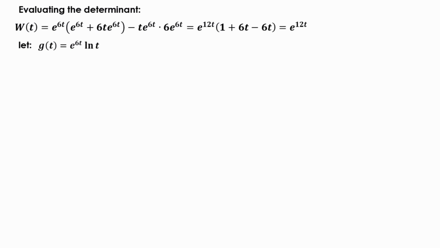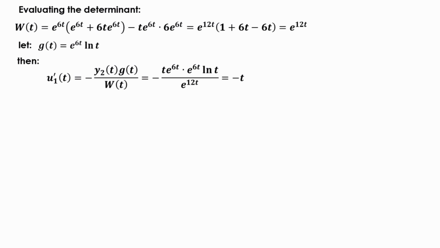To get our u1, we know a formula for the derivative, which is u prime 1 is equal to minus y2 times g of t over the W(t). So in putting that, we get our u prime 1 to be minus t times ln t. So this is our u prime 1, that is the derivative of u1. To get our u1 now, all we need to do is to just integrate our u prime 1.